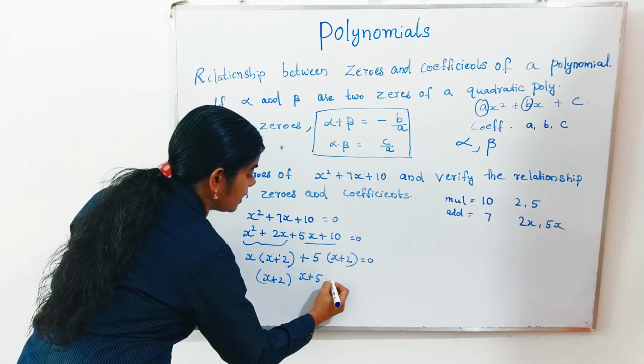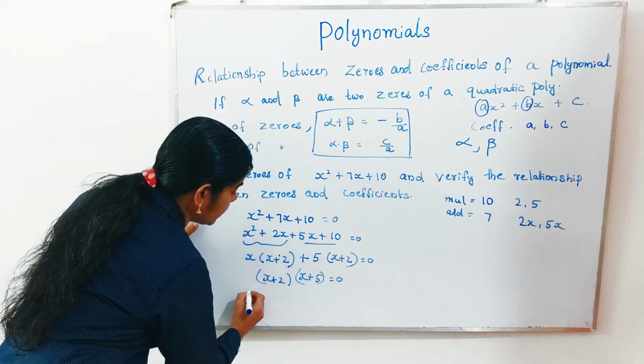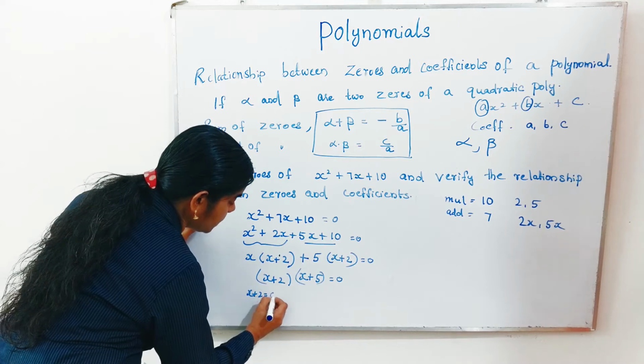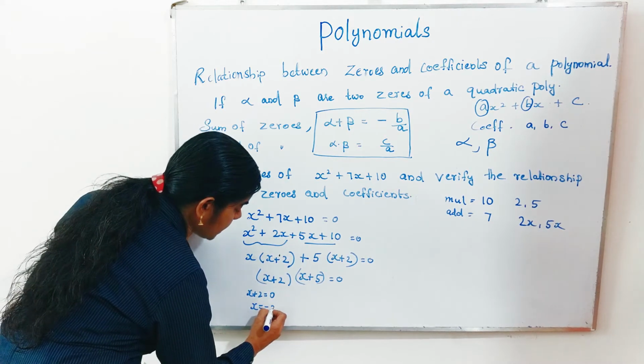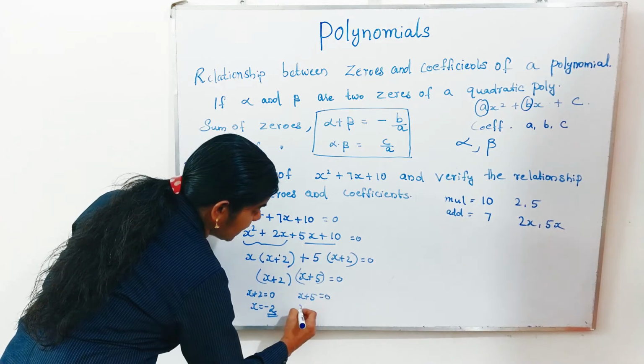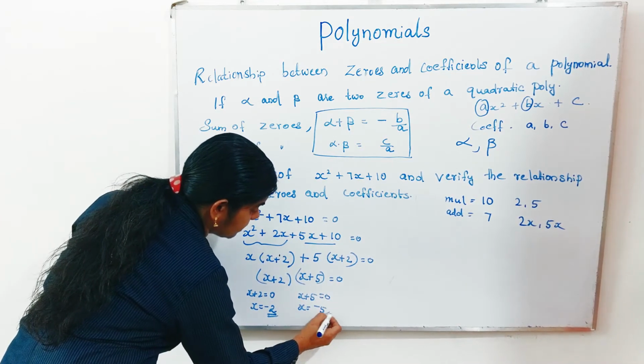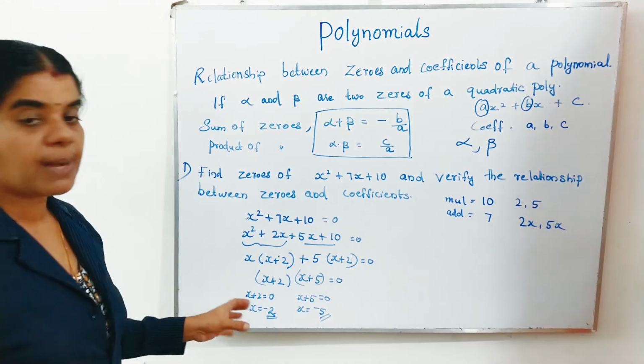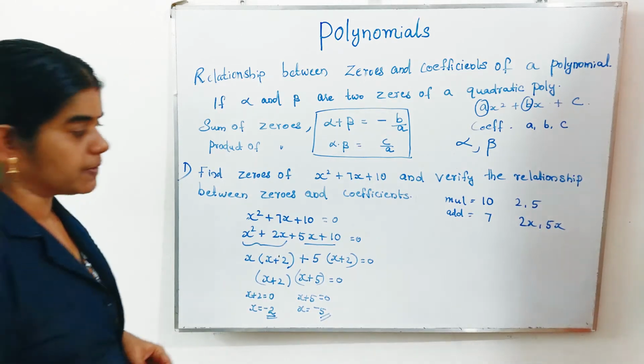Then we can give each one equal to 0. x plus 2 equal to 0, so x is equal to minus 2. x plus 5 is equal to 0, so x is equal to minus 5. So the zeros are minus 2 and minus 5.